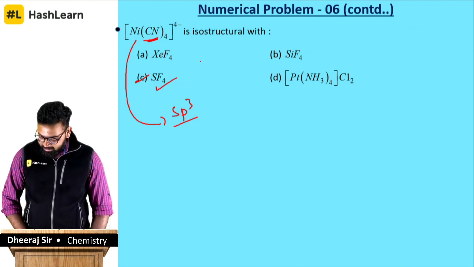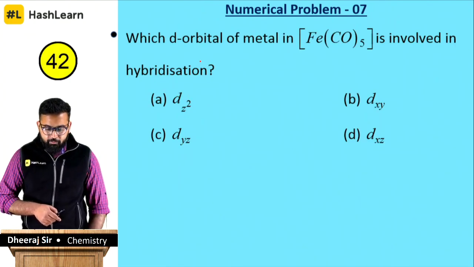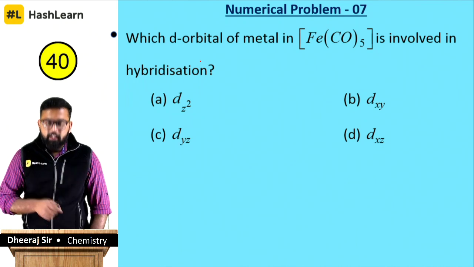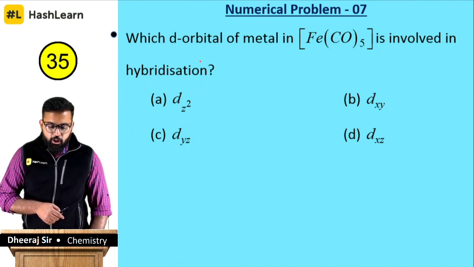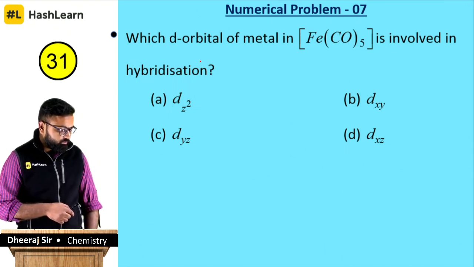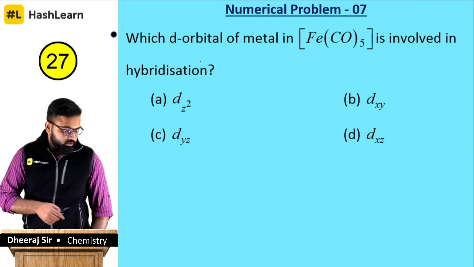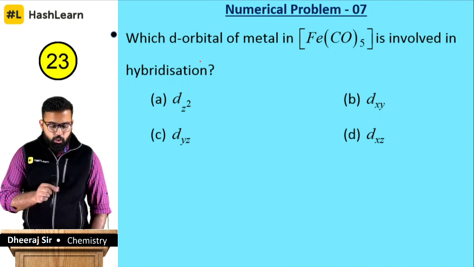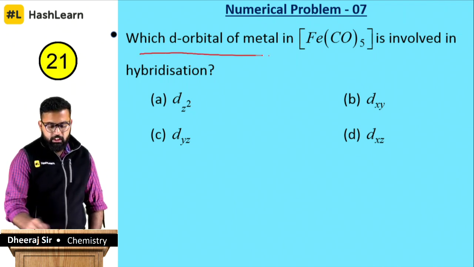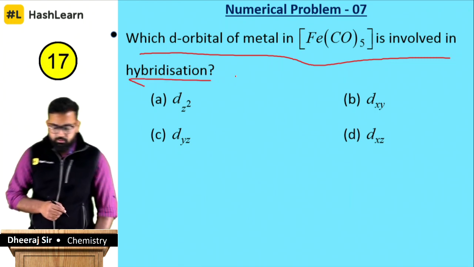Moving ahead guys. Which d orbital of the metal in Fe(CO)5 is involved in hybridization? It is a carbonyl complex of iron. Okay, so Sakshi has asked us to repeat the question. We will do that, Sakshi. Give us a minute. Which d orbital of the metal in Fe(CO)5 is involved in hybridization? Really fast.